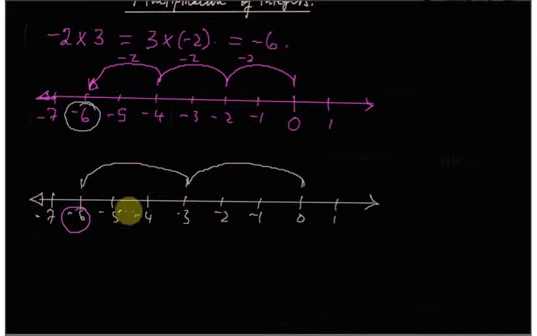So this is what we have. In both cases we have negative 6. This is how we can perform multiplication of positive integers, and of positive and negative, or negative and positive integers, on a number line.